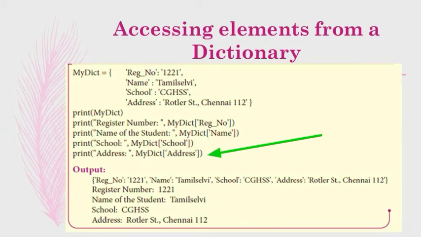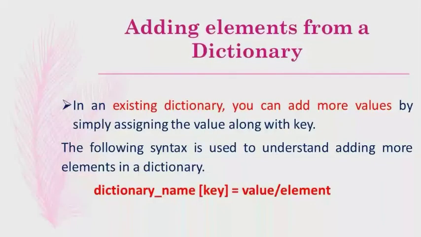If you want to print address, write like this. This will be printed on the output screen. Next topic is adding elements to a dictionary. In an existing dictionary, you can add more values by simply assigning the value along with the key. See, this is its syntax: dictionary name, next key equal to new value.